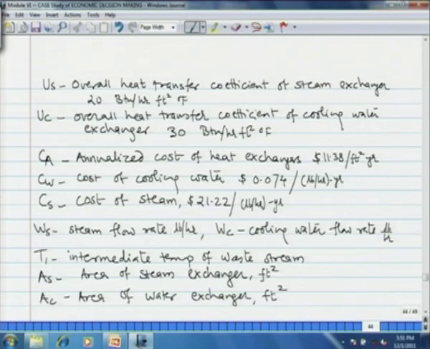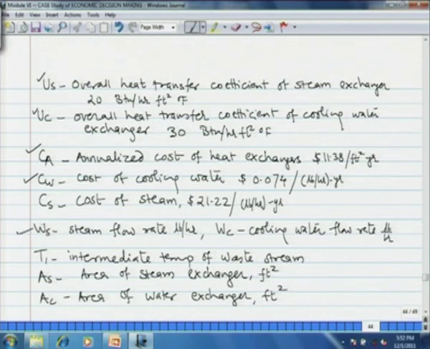Then US is the overall heat transfer coefficient of the steam exchanger, taken to be 20 BTU per hour per feet square per degree Fahrenheit. UC is the overall heat transfer coefficient of the cooling water exchanger, that is estimated at 30 BTU per hour per feet square per degree Fahrenheit. CA is the annualized cost of heat exchangers, that is estimated at $11.38 per feet square per year. CW is the cost of cooling water, estimated at just above 7 cents, $0.074 per pound per hour per year. CS is the cost of steam, taken to be $21.22 per pound per hour per year.